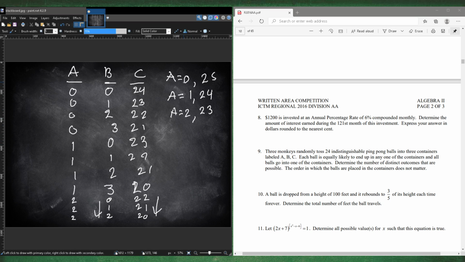So if we keep going for the values of A, 0, 1, 2, 3, 4, 5, 6, 7, etc., our possibilities go down by 1. So 25, 24, 23, 22, etc. So that means it goes down by 1 each time. To find the total amount, all we have to do is add up all the numbers from 25 to 1. It's just an arithmetic sum. The first term is 25 and the last term is 1. So 26 divided by 2 is 13. So 25 times 13, that is 325. And that's your answer for number 9.